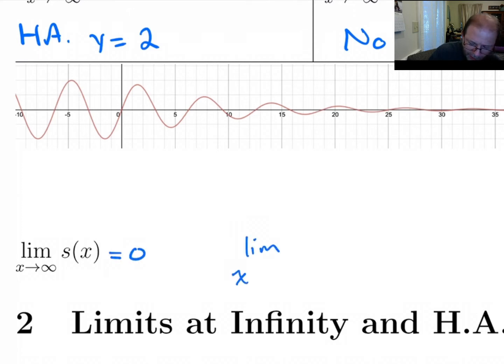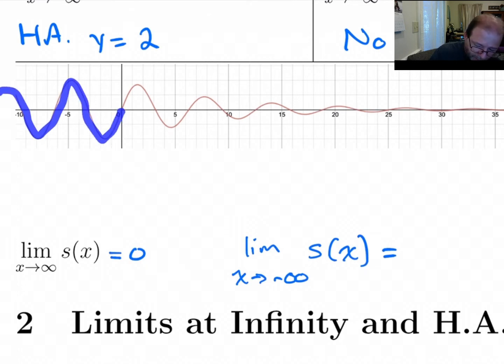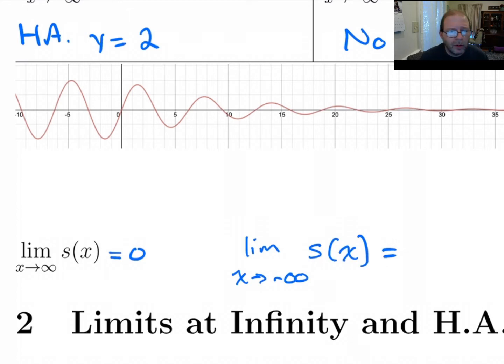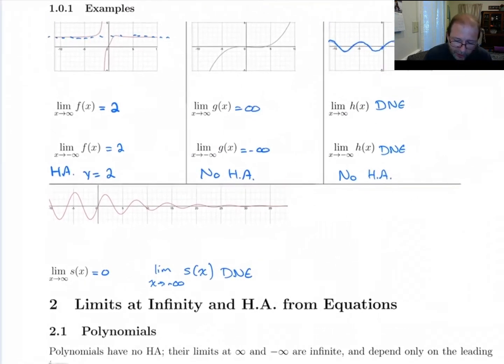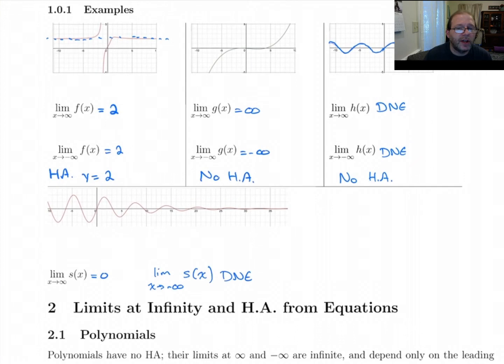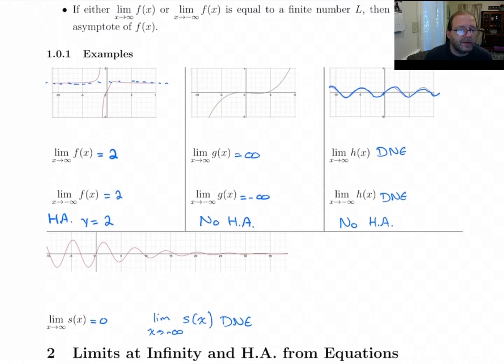Now I didn't write it on here, but the limit as x goes to negative infinity of this function, which I called s of x for some reason, just keeps going up and down. It never approaches any particular value. So this limit, I shouldn't say equals, let's just say the limit does not exist. So graphically, if you're looking for horizontal asymptotes, or limits at infinity or negative infinity, that's all you really have to do.